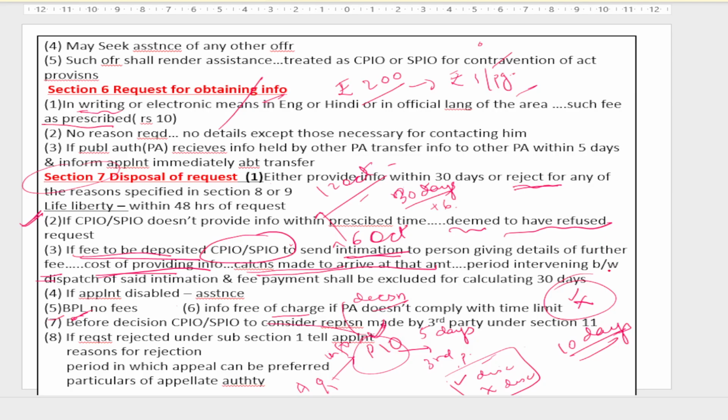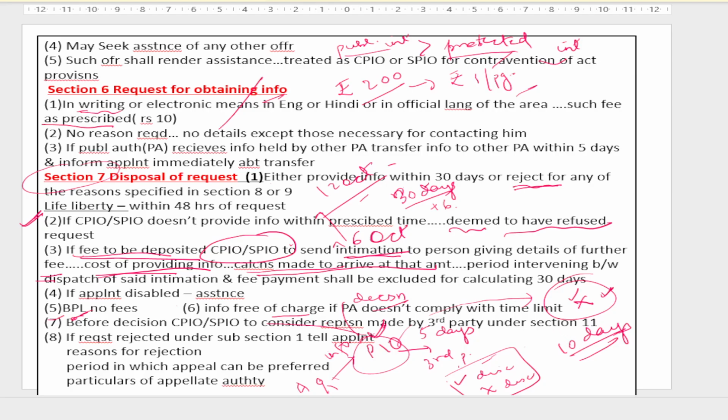Now, suppose the third party does not consent to the disclosure of information. Even in that case, the PIO can still disclose the information if the PIO thinks that the public interest in disclosure outweighs any harm to protected interest. Then the PIO can still take a decision to disclose the third party information. And the PIO will give notice of his or her decision to the third party.